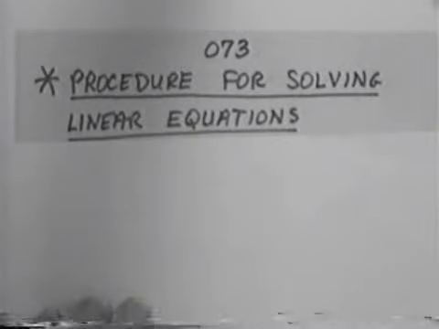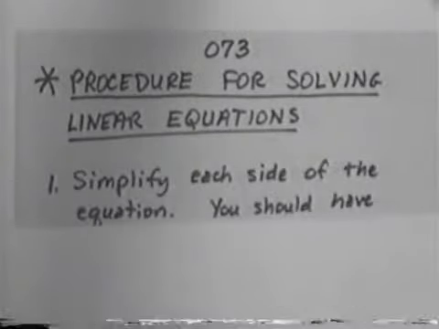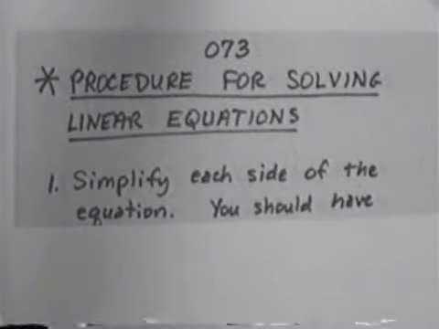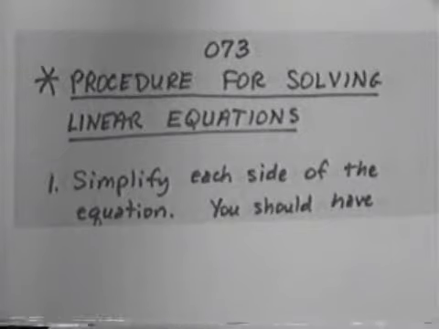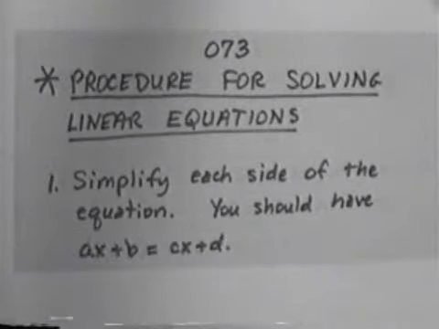Step 1, remember? Simplify each side of the equation. When you get through simplifying each side of the equation, you should have ax plus b equals cx plus d.